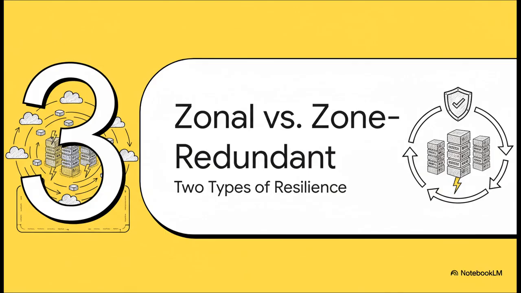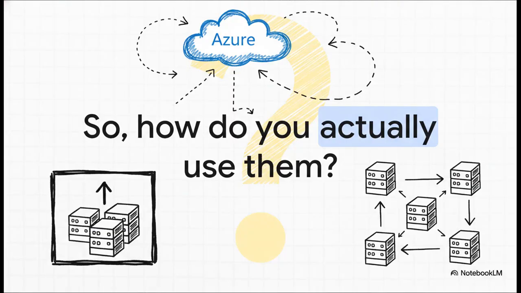Okay, so we know what these zones are, but how do our cloud services actually use them? It's not a one-size-fits-all kind of deal. For the most part, Azure services give you two main ways to use availability zones. We call them zonal and zone redundant. And this right here is the big architectural decision you're going to have to make. Are you going to take control and place your resources in a very specific zone? Or are you going to let Azure handle the magic and automatically spread them across multiple zones for you?